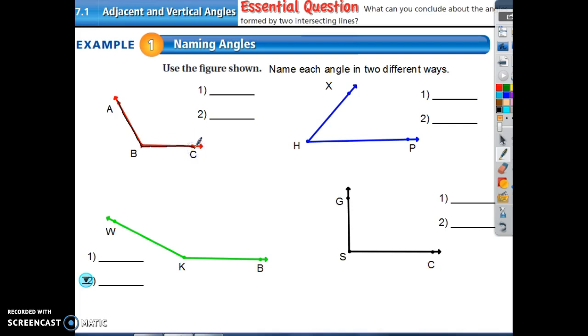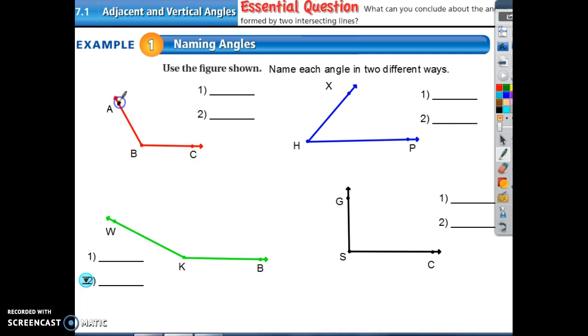Now notice I didn't create any marks that weren't already there. I could not outline this angle by starting at A, going to C, and ending at B. That doesn't make any sense because that's a different mark than is already in the picture. So to name this angle, I may either start at A or C.